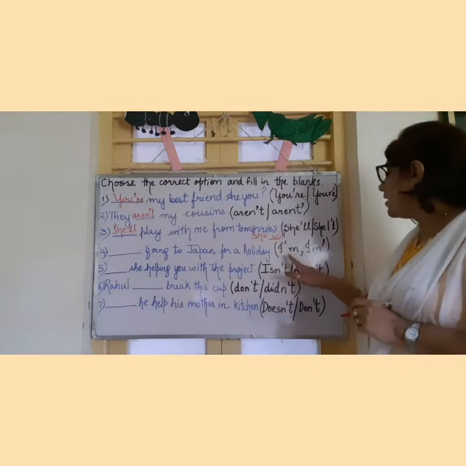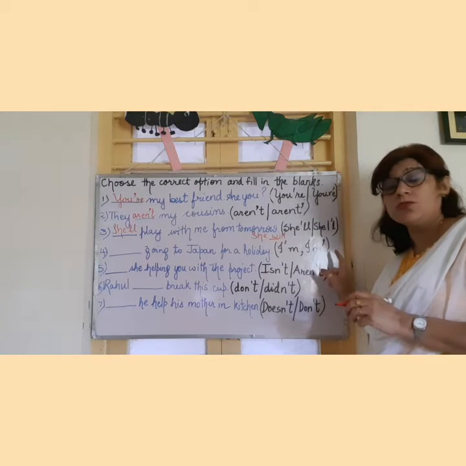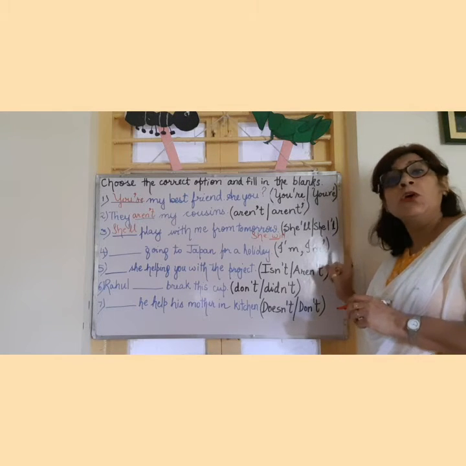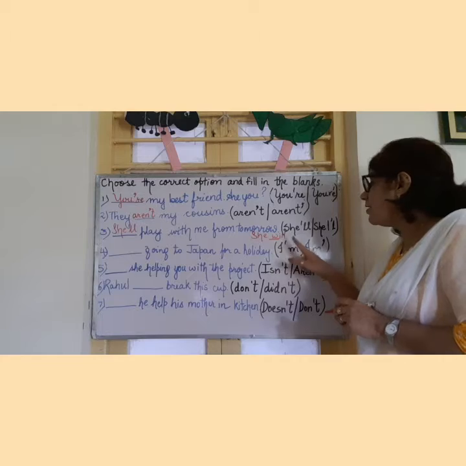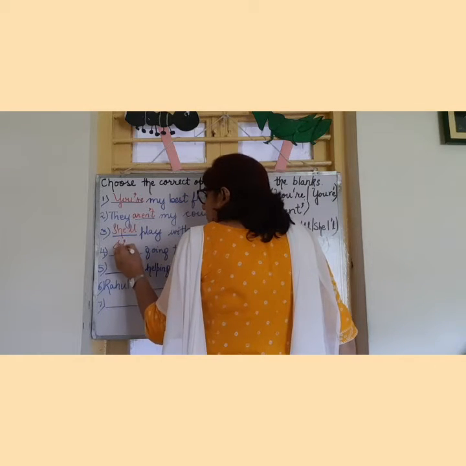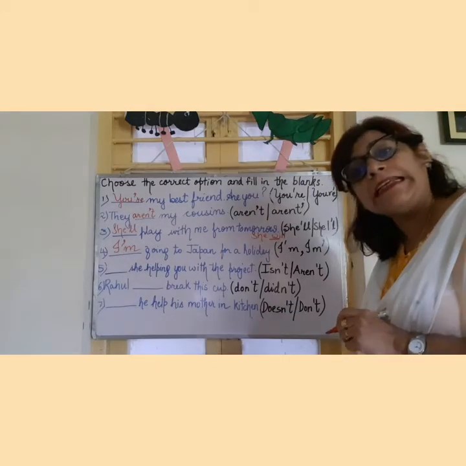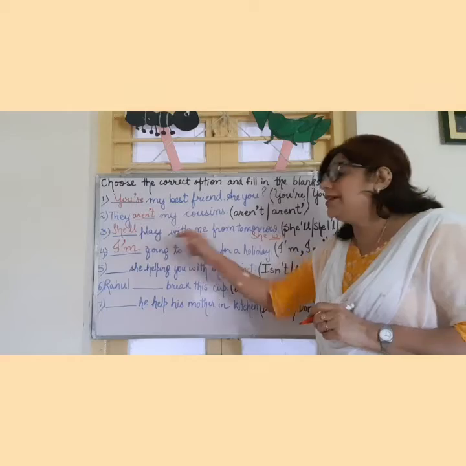Next, I am. Both are same. They look the same, but see the use of the apostrophe, it is at the wrong place. So here, I apostrophe M. This is the correct contraction of I am. When I read it, I'm.